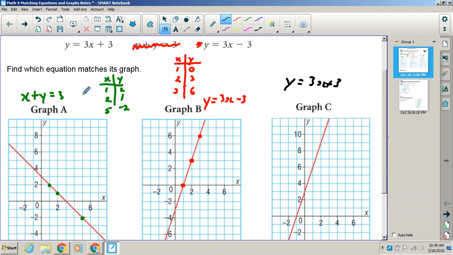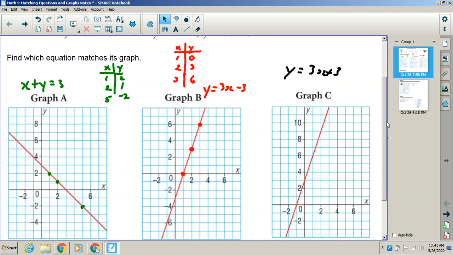So again, all I'm doing is matching the equations to the graphs, and I do that by substituting ordered pairs from your graph into the equation. If all of the points work, then you know that they are a match. What you have to be careful of, as I said before, is you have to test more than one point.